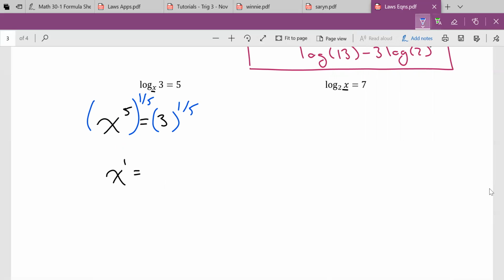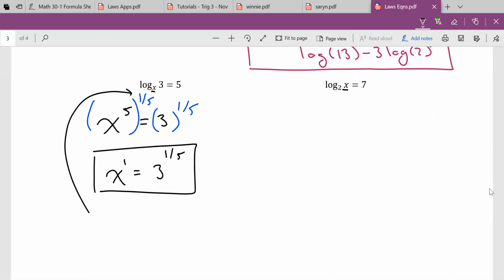And what are we left with as an answer? 3 to the 1/5. So this is a very common idea here, raising to the reciprocal. Again, if I was stuck on that, never hurts to graph such a thing.